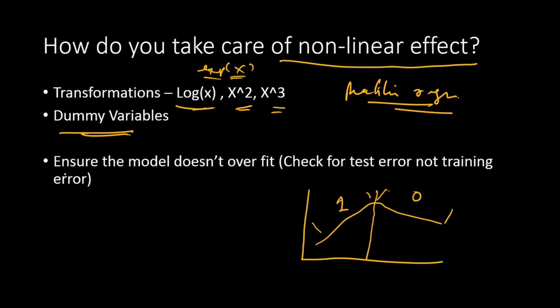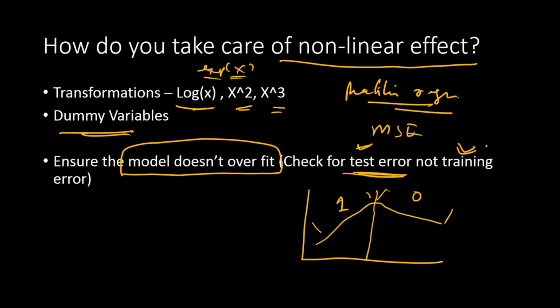But ensure that by taking transformations and adding more variables, or by taking dummy variables, the model doesn't overfit, because when you take transformations and use higher dimension variables, the model tends to overfit the data. So ensure that doesn't happen. How do you do that? You just check for the test error. Check the mean square error in the test dataset, not the training dataset. The training dataset is the one you use for development of the model, whereas to evaluate the model you should always use the test dataset, or the validation dataset. So that's what you need to do.